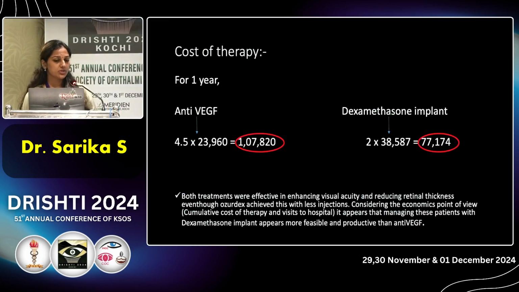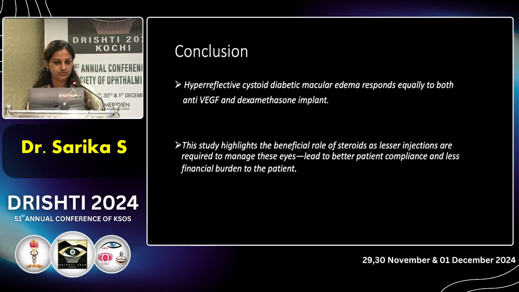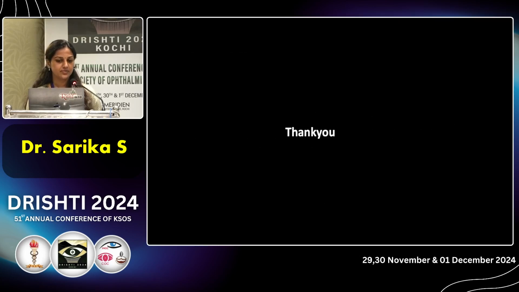Coming to the cost of the therapy, for 1 year, for anti-VEGF the mean number of injections was 4.5, and around 1 lakh rupees is the cost for anti-VEGF, and dexamethasone implant is around 77,000. Coming to the conclusion, hyperreflective cystoid diabetic macular edema responds equally to both anti-VEGF and dexamethasone implant, and this study highlights the beneficial role of steroids, as fewer injections are required to manage these eyes, leading to better patient compliance and less financial burden to the patient. These are my references. Thank you.